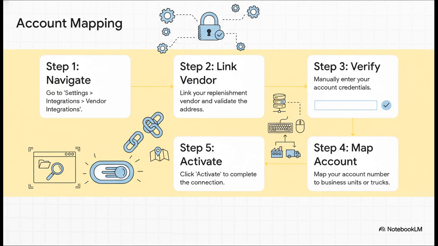First, you're going to navigate over to your vendor integrations, find your vendor, link them up, and this part's really important, make sure you validate the address. That keeps everything accurate. Then you just pop in your credentials and map that account to your business units, or you can even get as specific as individual trucks. This makes sure every single order is secure, has your pricing, and goes to the right place. Then you just hit activate, and boom, that connection is live.